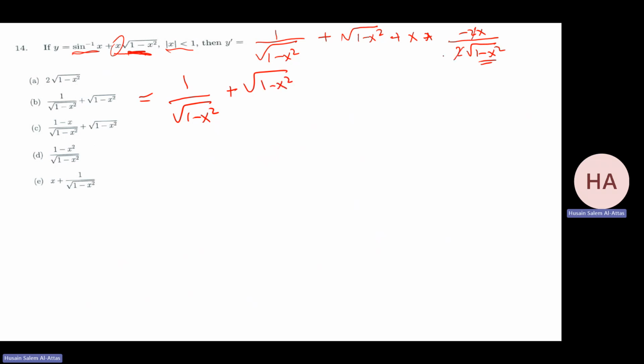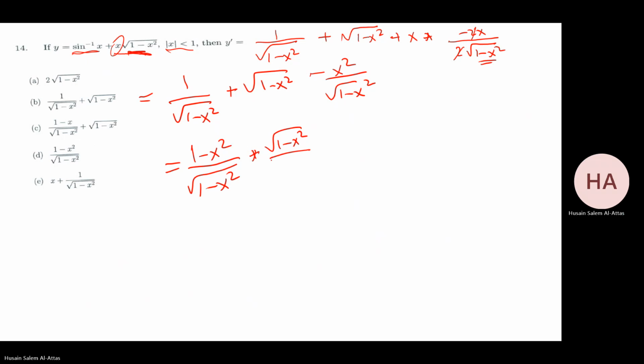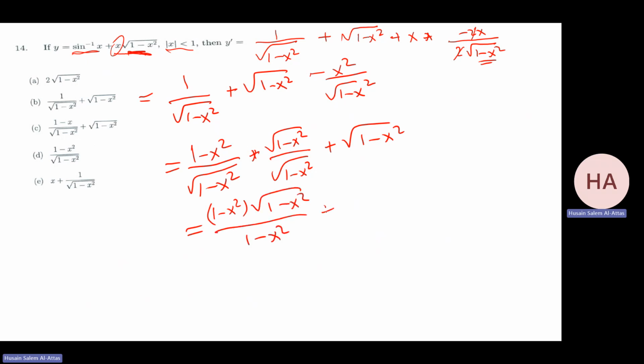These two cancelled. So I have minus x squared over √(1 minus x squared). And that is equal to (1 minus x squared) over √(1 minus x squared), which I can rationalize. So this will be what? (1 minus x squared)√(1 minus x squared) over (1 minus x squared), plus √(1 minus x squared). This is cancelled. So I have 2 of this. And this is my answer.